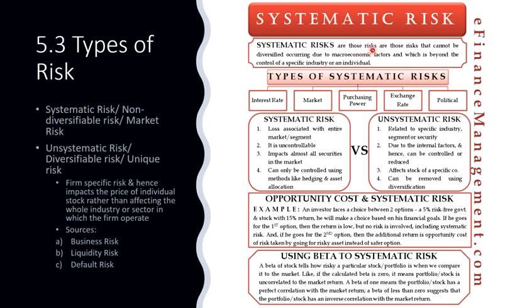Systematic risk are those risks that cannot be diversified, occurring due to macroeconomic factors and which is beyond the control of a specific industry or an individual. So systematic risk ni ialah risk yang tak boleh dikawal. It is outside of the control of the company. Itulah systematic risk. So contoh systematic risk pula kita boleh bagikan dia into interest rate risk, market risk, purchasing power risk, exchange risk and political risk. Inilah contoh-contoh untuk systematic risk.